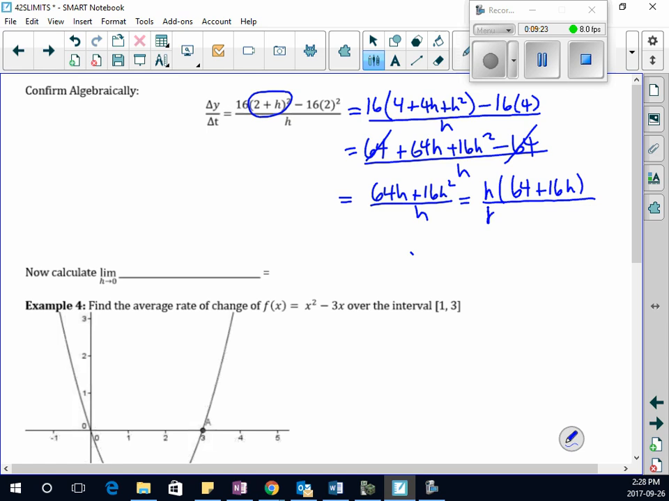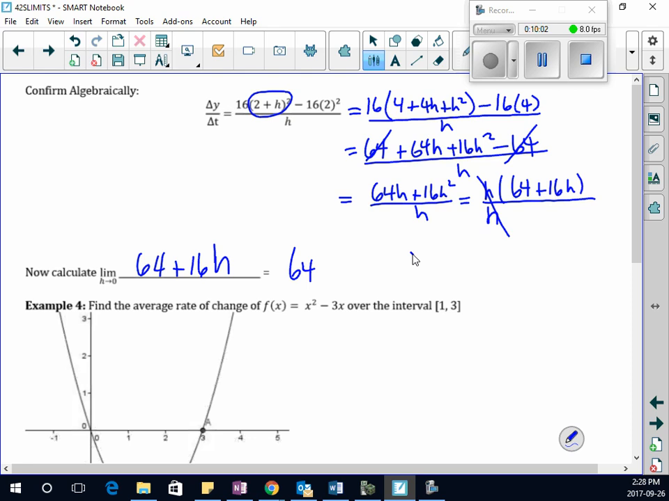And guess what we can do then? We can cancel. So if we wanted to actually find the limit as h goes to 0 of 64 plus 16h, can anybody tell me what it is? It's 64. So what we just did there is we found, algebraically, what we found in the table, the instantaneous velocity. Because 0 goes in for h, right? This is just evaluating a limit at that point, right?